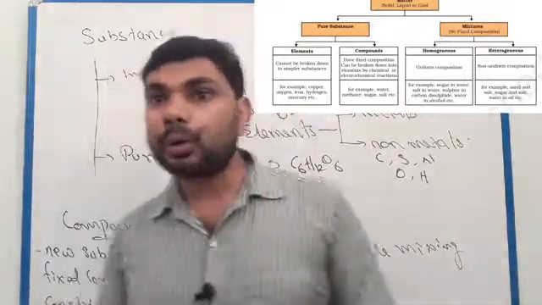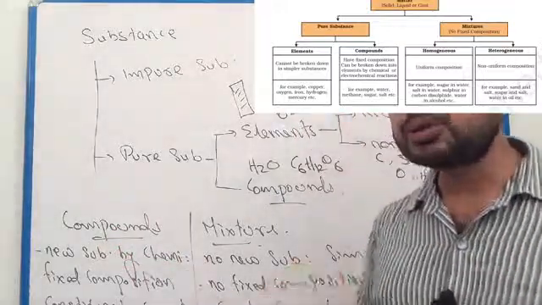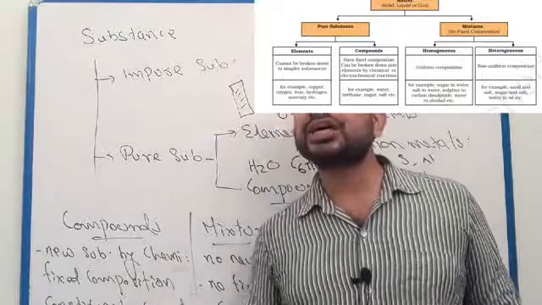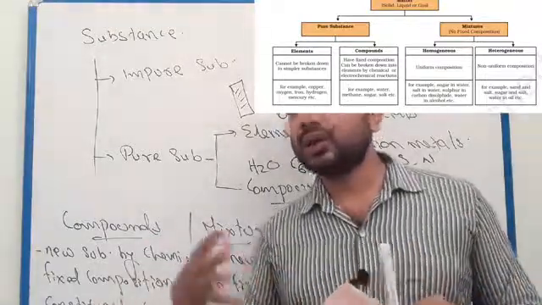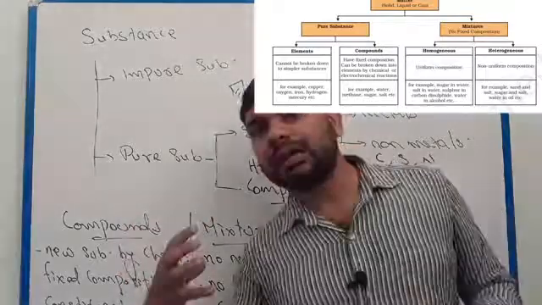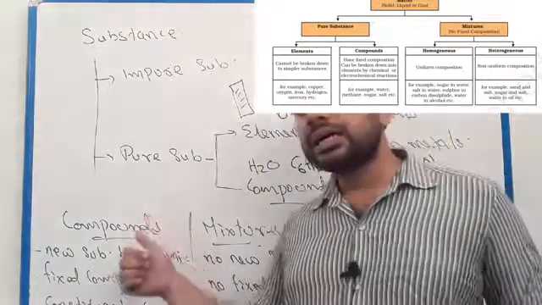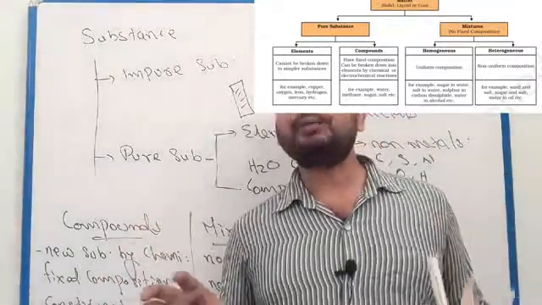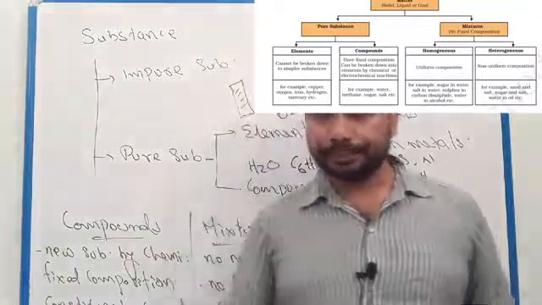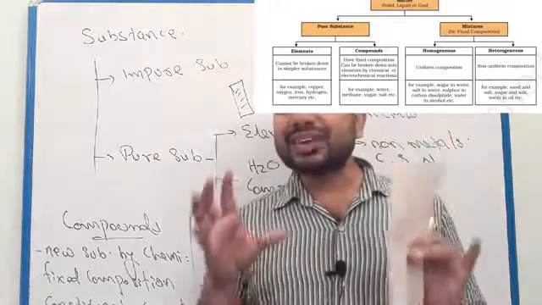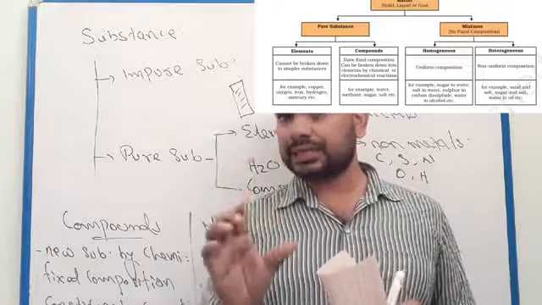I told you compounds and mixtures. Compounds are pure substances, which contain two or more different elements chemically joined together. Compounds are formed by chemical reaction. For example, H2O, 2 hydrogen and 1 oxygen. So they have fixed composition. Their components must be fixed.